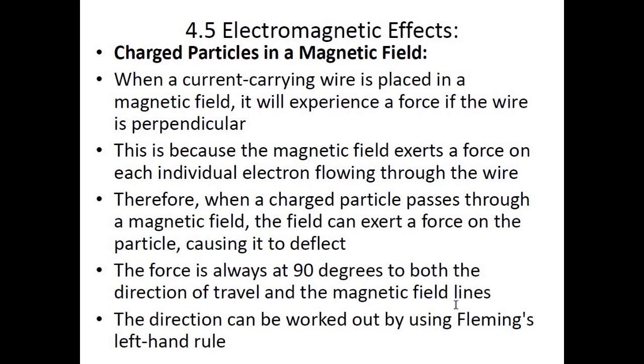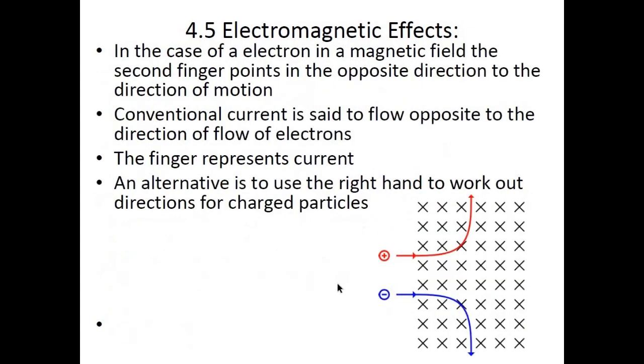The force is always at 90 degrees to both the direction of travel and the magnetic field lines, which can be worked out by using the left hand rule. In case of electrons, the second finger points in the opposite direction to the direction of motion. Conventional current is said to flow opposite to the direction of flow of electrons. The finger represents the current. An alternative is to use the right hand to work out direction of charged particles.